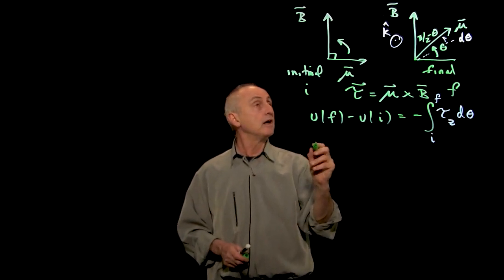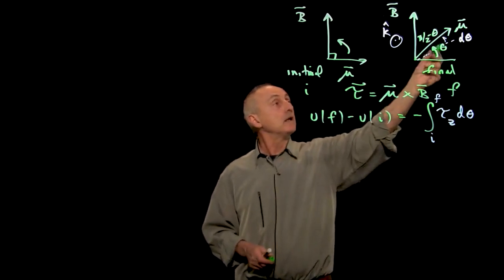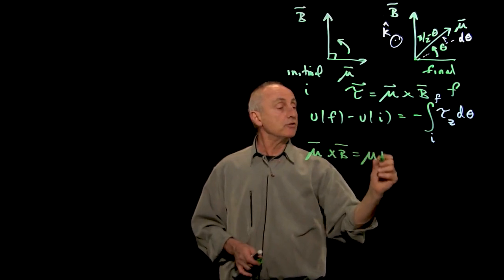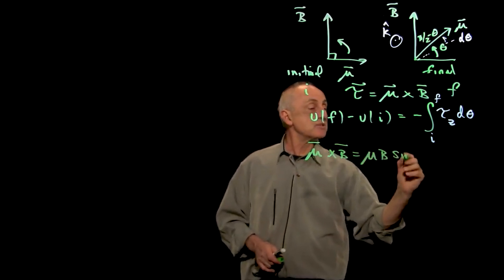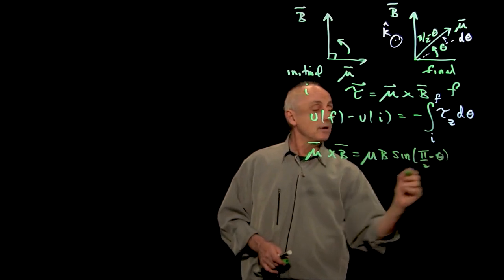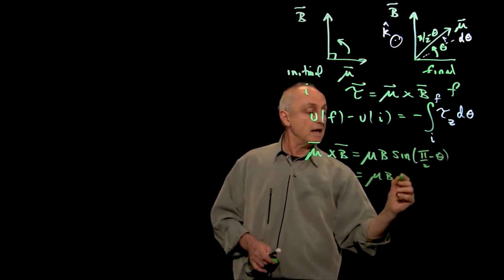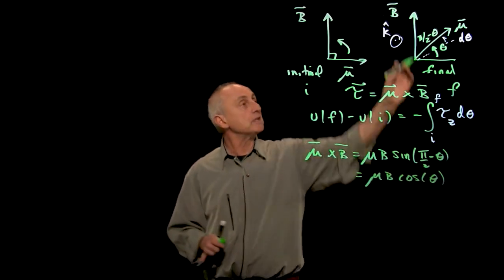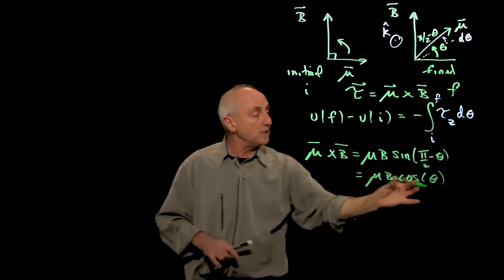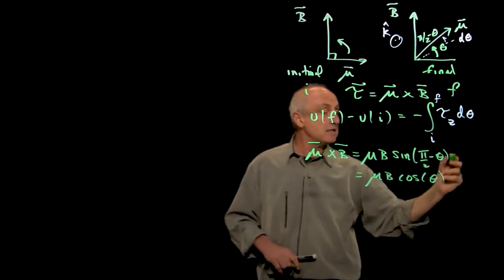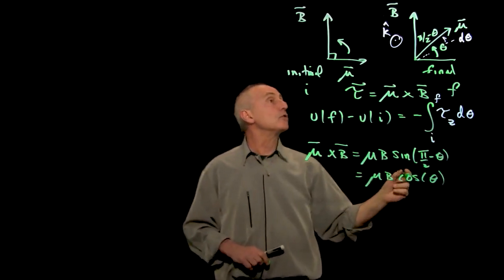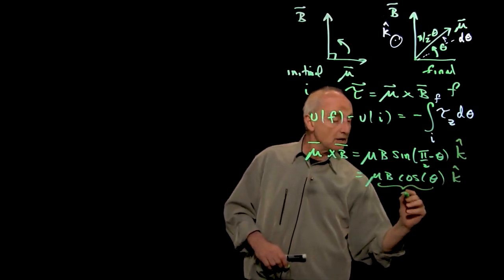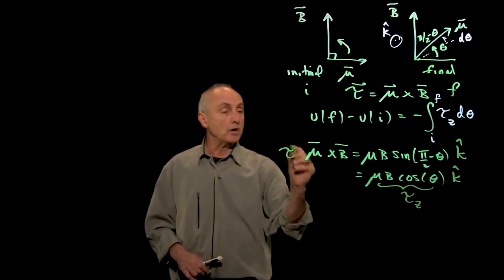Now, let's work out what the torque is. Here, we have an angle between these two vectors. So mu cross B, because it's a cross product, is the magnitude of mu times the magnitude of B times sine of pi over 2 minus theta, which is the same thing as mu B cosine of theta. Notice we're not just writing a formula down. Theta is not the angle between mu and B. That's why there's a cosine. And this is in the k hat direction, mu cross B. So we have k hat, and this is the z component of the torque.